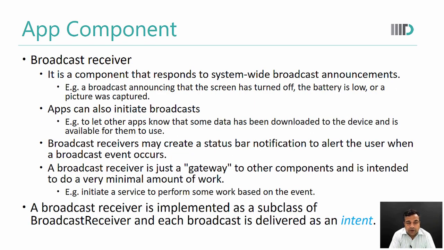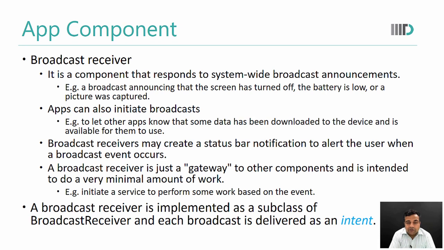The fourth component is the broadcast receiver. A broadcast receiver is a component that responds to system-wide broadcast announcements. For example, a broadcast announcing that the screen has turned off or that the battery is now low. Sometimes you may have seen a notification that says battery is low 15% or battery is low 3%. Please plug in your phone.